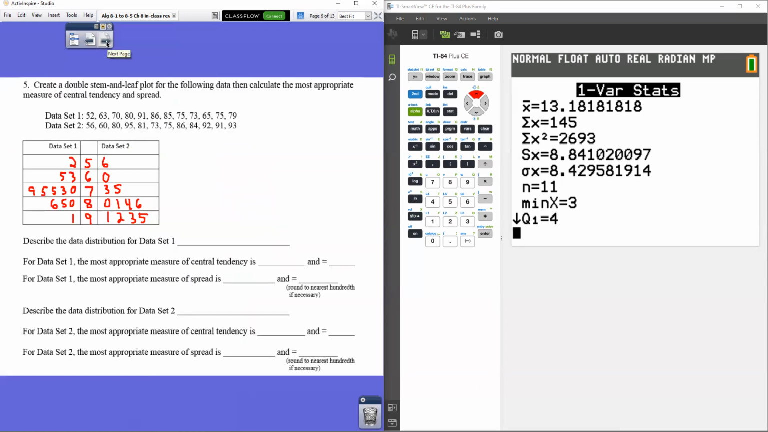Take a look at question number 5. Now, this is probably one of the longest questions of the whole thing today. All right. Create a stem, double stem and leaf plot. I already did that for you. All right. Remember that when you're looking at stem and leaf plots, the stems are the first numbers in the double digit number. The leaves are the second numbers in the double digit number. So they want to know whether set number 1 is symmetric, skewed left, or skewed right. They want to know, would you use the mean or the median?